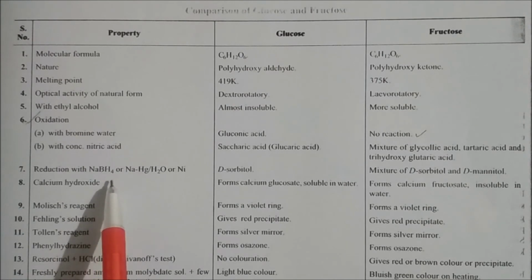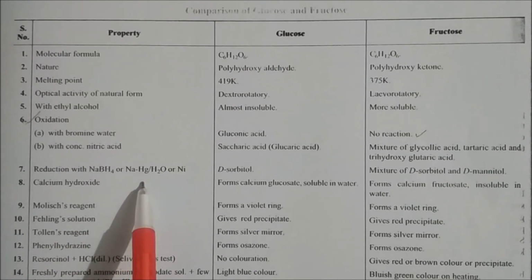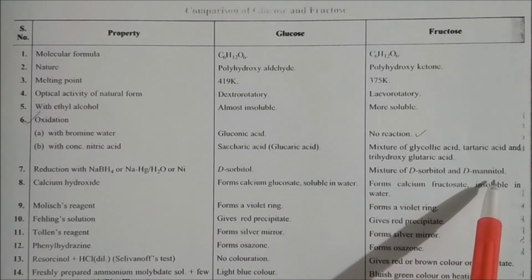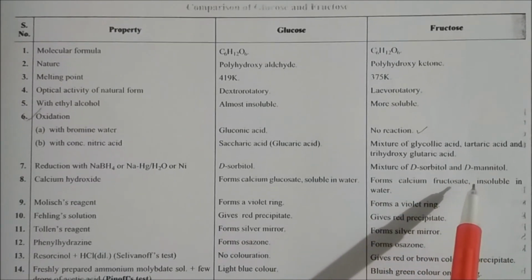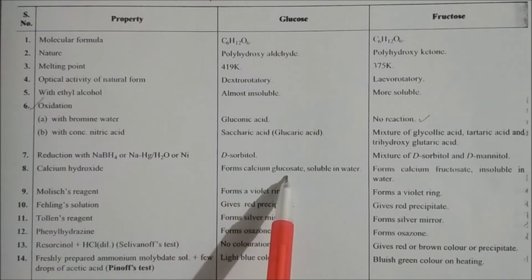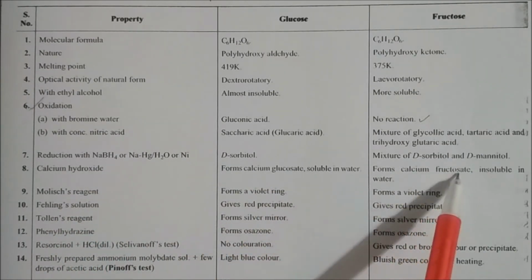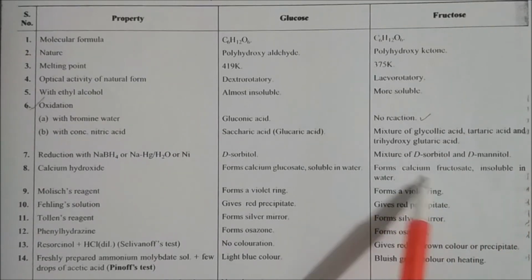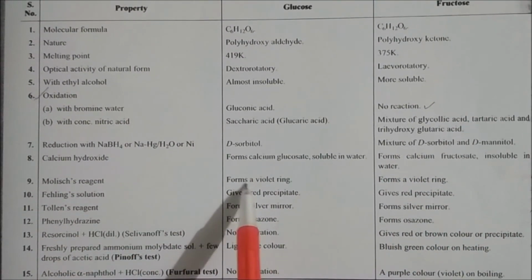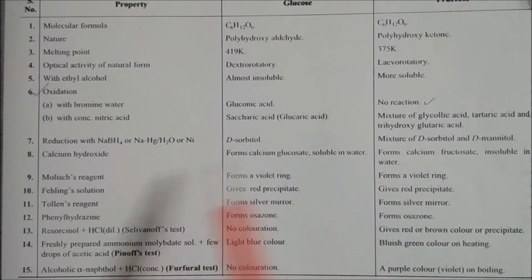Reaction with sodium amalgam: glucose gives D-sorbitol, while fructose gives sorbitol plus mannitol, so only the configuration is changed. With calcium hydroxide, you will get calcium glucosate, soluble in water. Here it is calcium fructosate, which is insoluble in water. Already we have seen this one. Molisch reagent forms violet rings, and here it also forms violet rings.